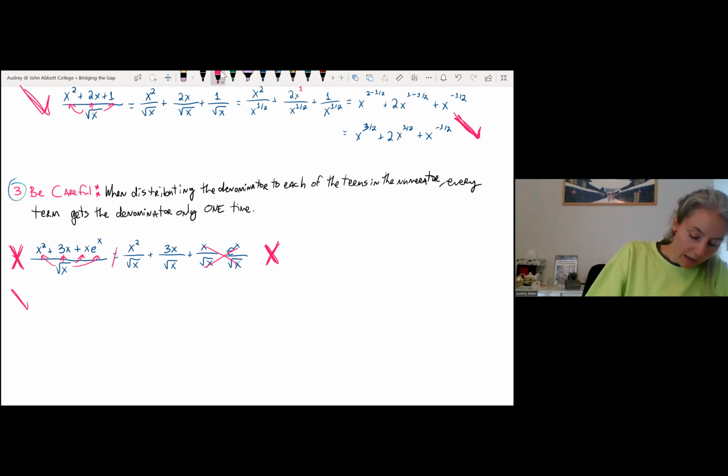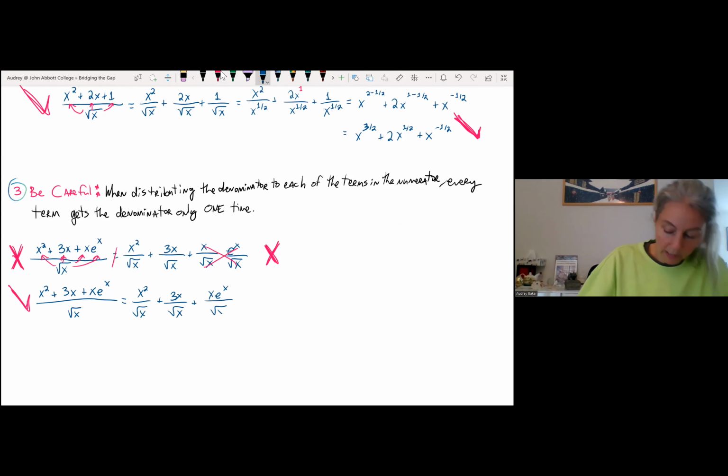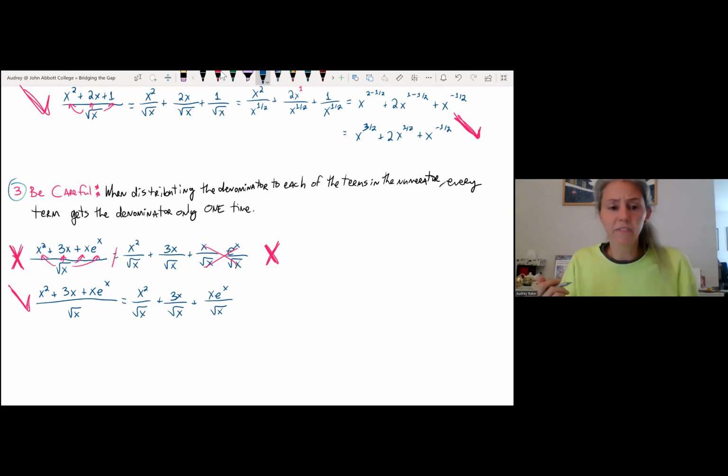So what would be correct here would be to say x squared plus 3x plus x e to the x over the square root of x is equal to x squared over the square root of x plus 3x over the square root of x plus x e to the x over the square root of x. Now, let's finish simplifying this. This is totally allowed. That x e to the x got the denominator one time.